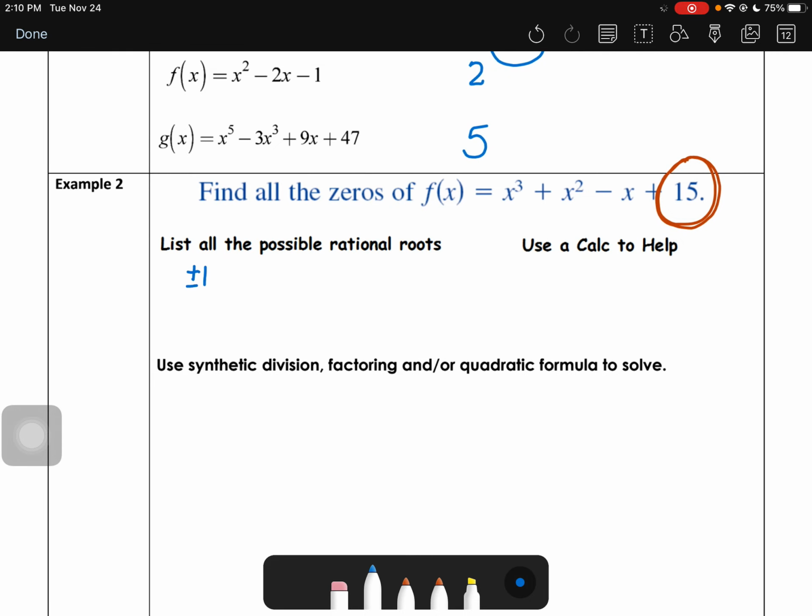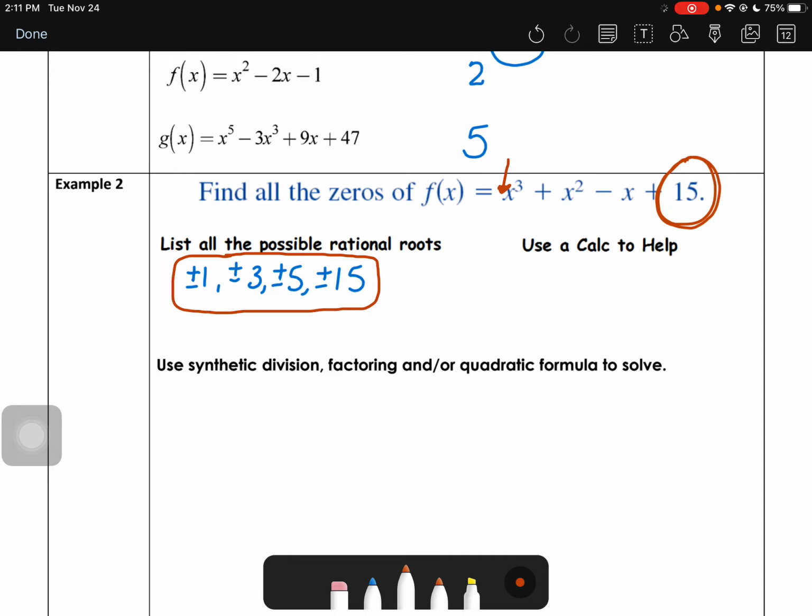So we know that 1, we know that 3, we know that 5, and we know that 15 are factors of 15. Then we want the factors of our leading coefficient. Well, our leading coefficient is 1. So we would divide all of these by 1. We would get these as our possible solutions and no more, because we've been dividing by 1.